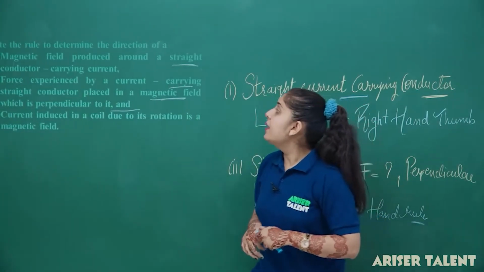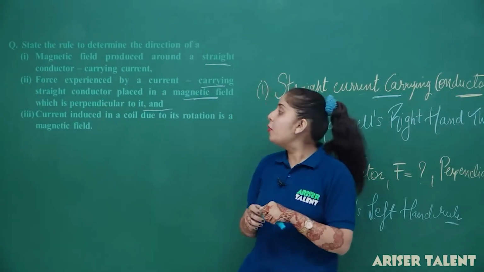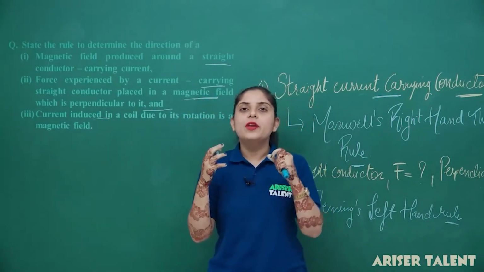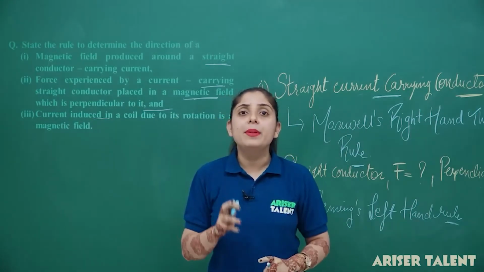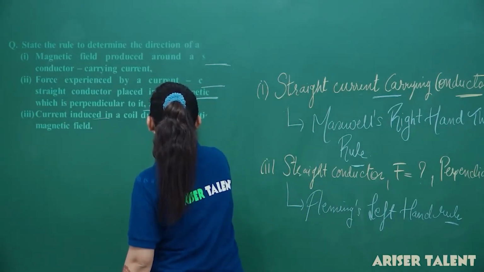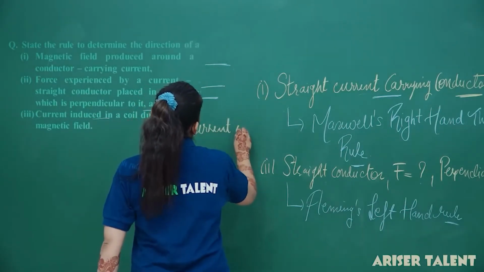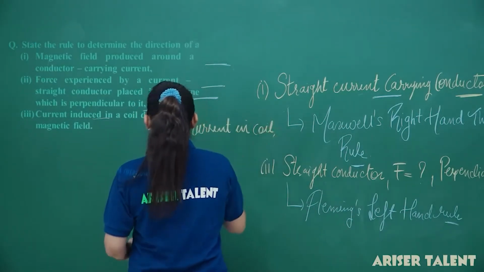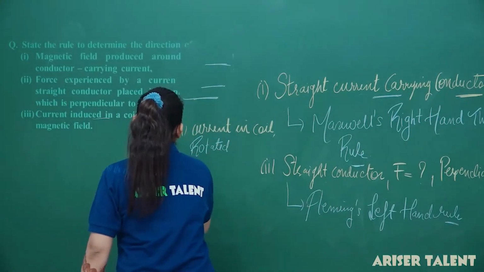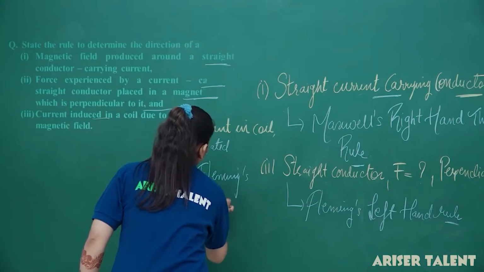Now, the current induced in a coil due to its rotation in a magnetic field. Now, you have to identify the direction of the current, and the coil is rotating in the magnetic field. So, we are left with only one rule, that is known as Fleming's right hand rule. So, in the third case, we have a current in a coil and it is rotating in a magnetic field. So, you will just apply Fleming's right hand rule.